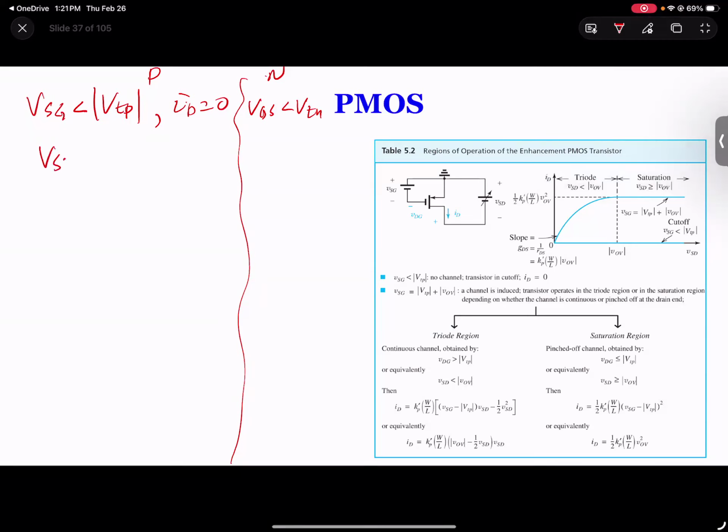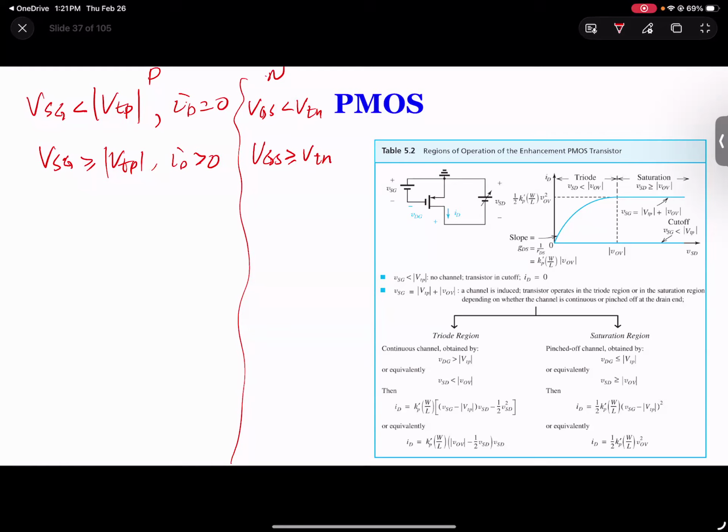Now, if VSG is larger than the absolute value of VTP, then ID is larger than zero, and here you have VGS is larger than VTN, right? So that's the first condition that was given over here. But once VGS is larger than VT, or in this case, VSG is larger than the absolute value of VTP, you have two choices. One is in the triode region, the other one is in the saturation region.